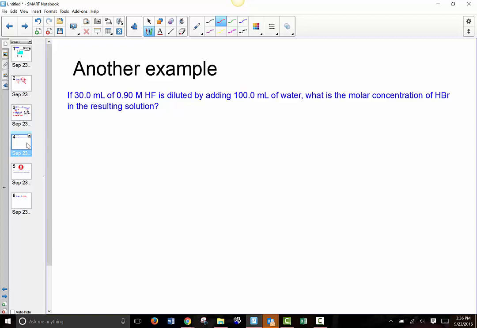So we can go ahead and start with our C1, remembering our formula C1V1 equals C2V2. And we can start to identify the C1, the V1, etc. So let's go do that. First off, C1 is my initial concentration. So there it is. Okay, my V1 is my initial volume, so that was the 30 mils that I started with.